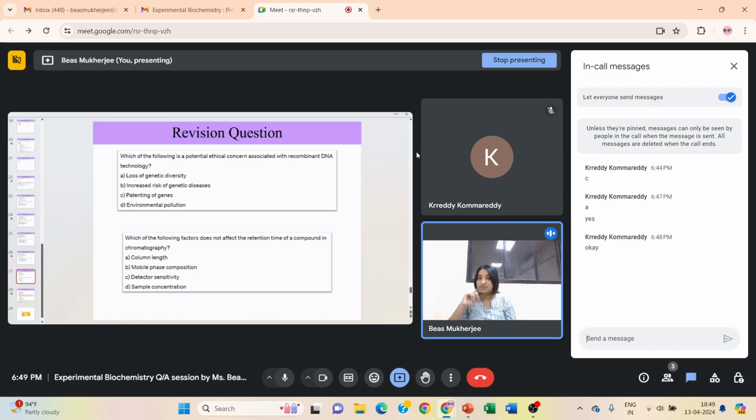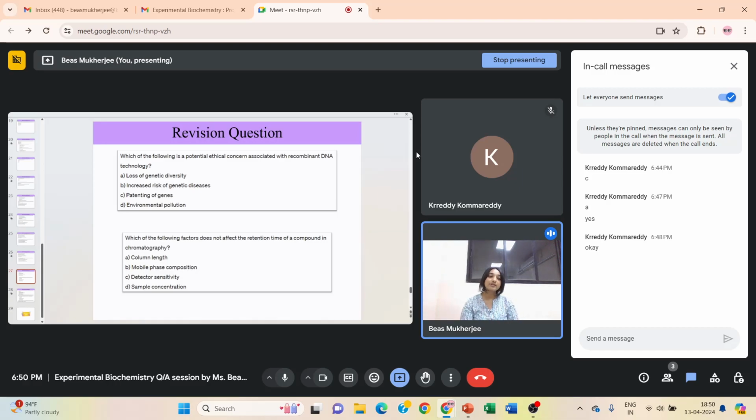Mobile phase composition, definitely, because when there are more ions in the mobile phase or there is some other component, then the retention will be changed, right? Because this protein is going to interact with the mobile phase components. Then there is detector sensitivity and sample concentration. Of course sample concentration also affects retention time of a compound in chromatography. So detector sensitivity should be the right answer in this case.